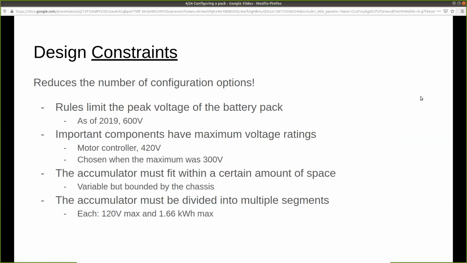One note is, as of last year, the Mark IV year, the rules changed. The max voltage the battery pack was allowed to achieve was changed to 600 volts from 300 volts, but we didn't buy a new powertrain since the 300 volt rule. So our max voltage is currently constrained to the motor controller, which is 420 volts. But one day in the future, maybe we'll buy the high voltage version of the same model if we decide that increasing the voltage has enough gain to warrant the financial cost.